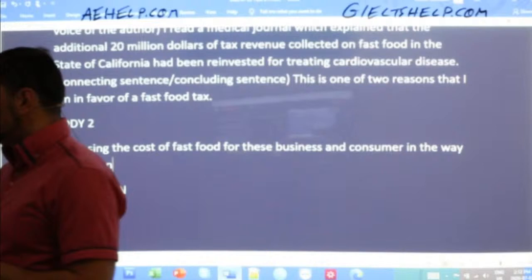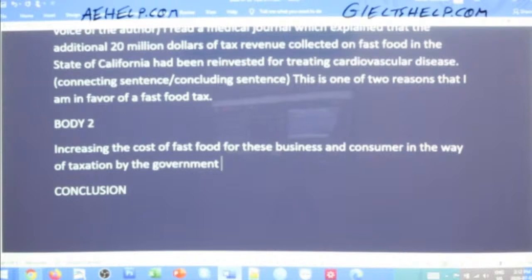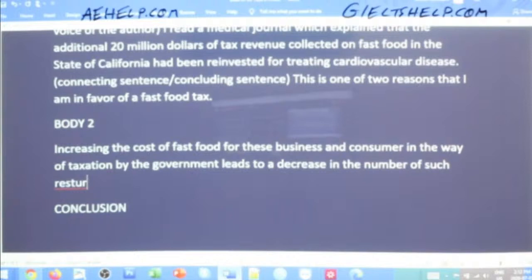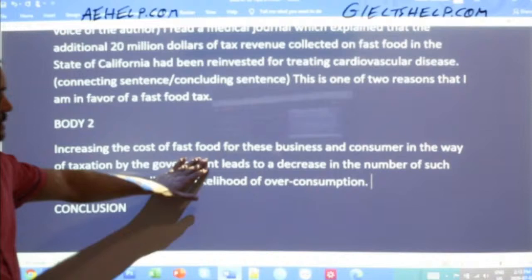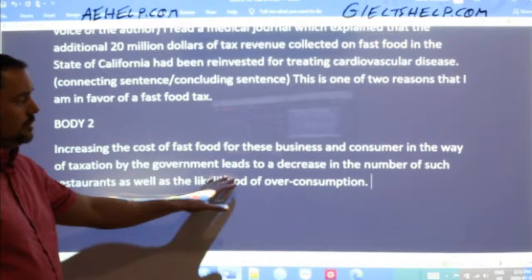So increasing the cost of fast food for these businesses and consumers in the way of taxation by the government leads to a decrease in the number of such restaurants as well as the likelihood of overconsumption. Okay, so that would be my topic sentence there. Increasing the cost of fast food for these businesses and consumers in the way of taxation by the government leads to a decrease in the number of such restaurants as well as the likelihood of overconsumption.